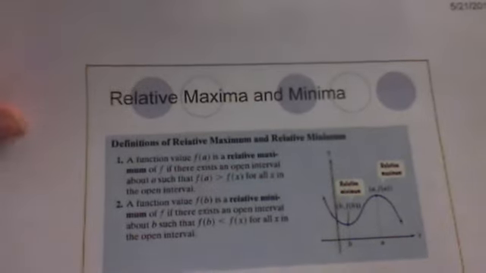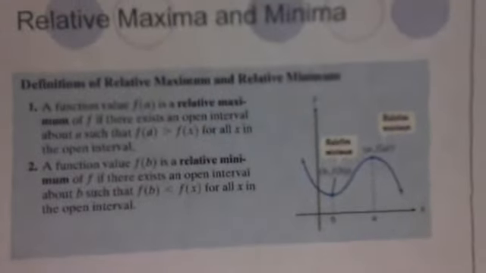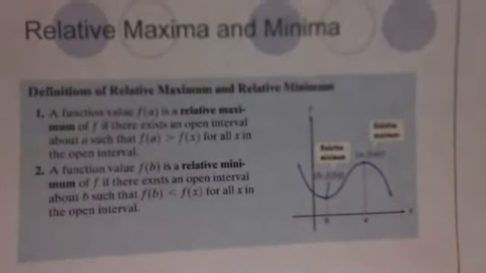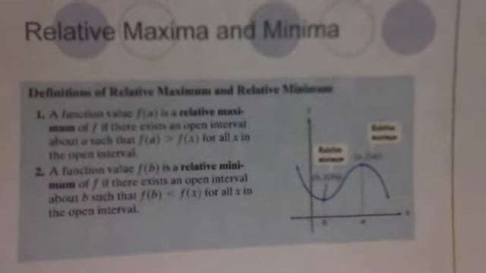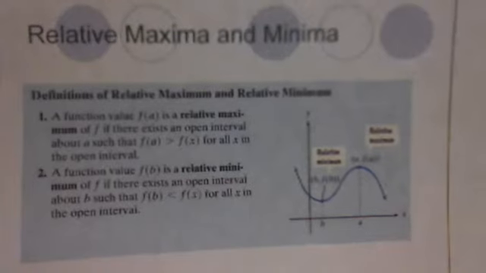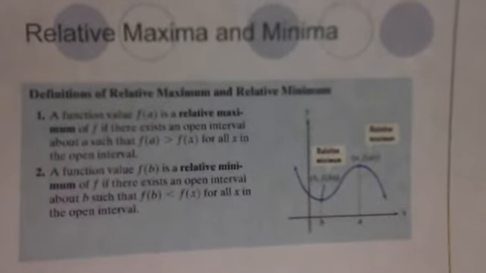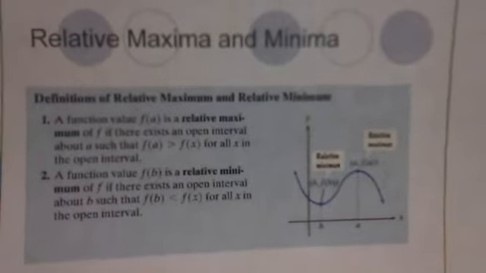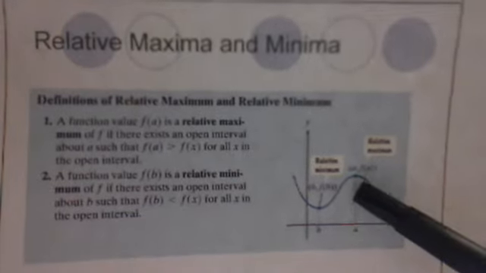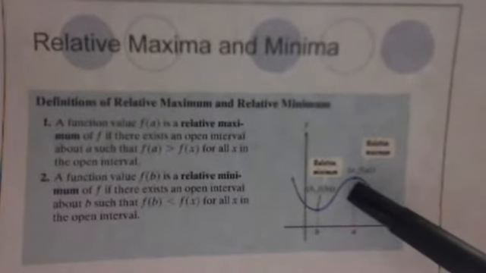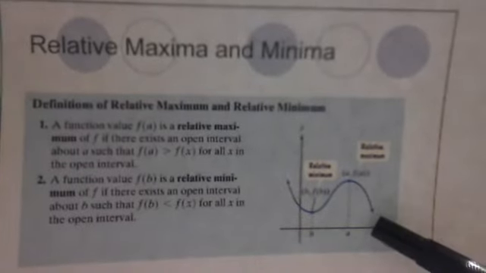All right, the next term is relative maxima and minima. In this case, a function value f of a is a relative maximum of f if there exists an open interval about a such that f of a is greater than f of x for all the x in the open interval. So here this one has a relative maximum right here. That's the highest point that the graph reaches before it starts declining.